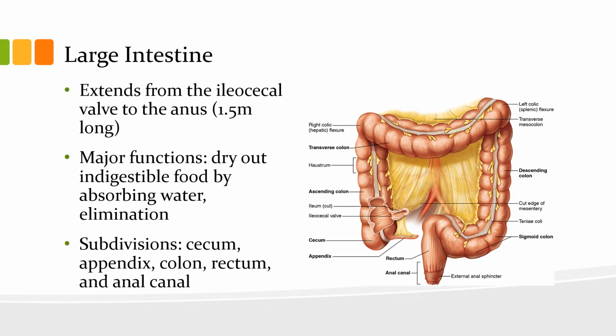Then it turns again at the left colic or splenic flexure and continues down the left side as the descending colon to enter the pelvis, where it becomes the S-shaped sigmoid colon. The sigmoid colon, rectum, and anal canal lie in the pelvis. The anal canal ends at the anus, which opens to the exterior.